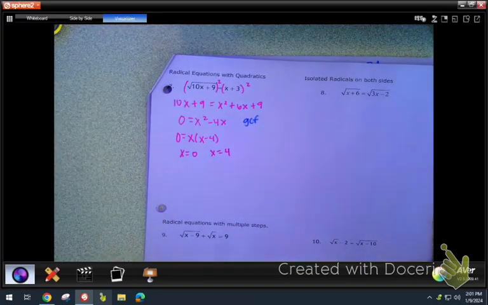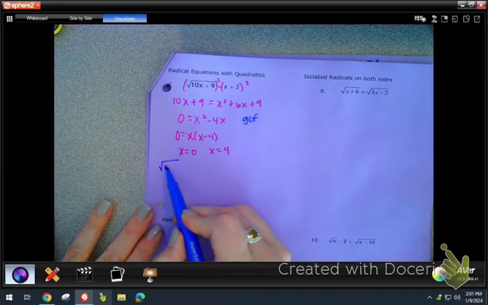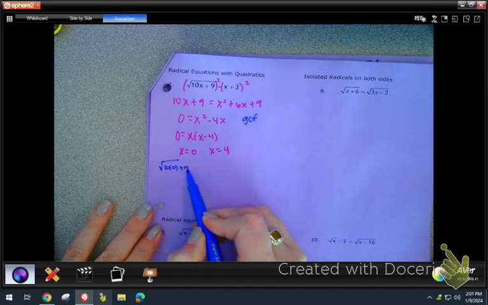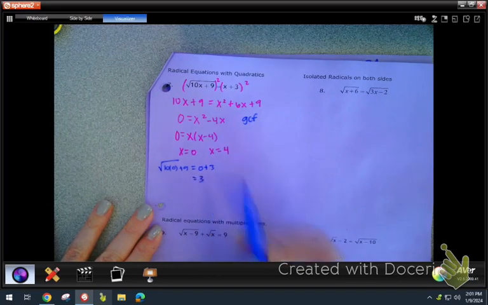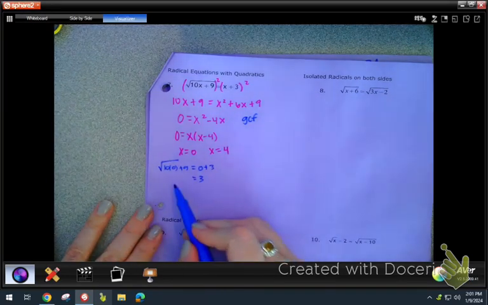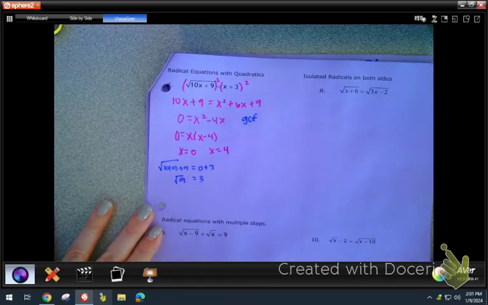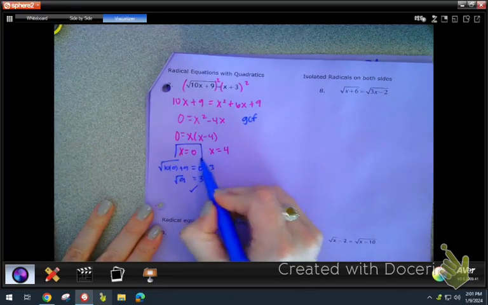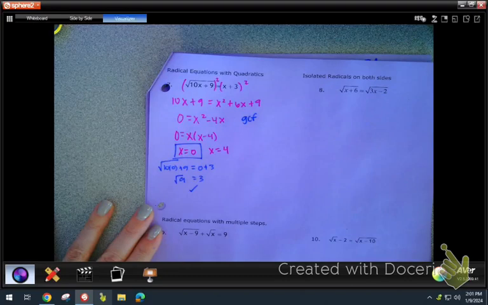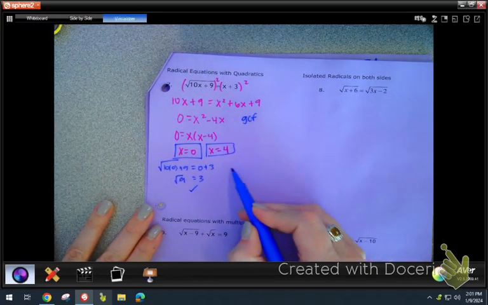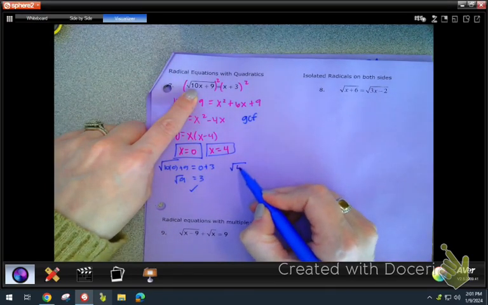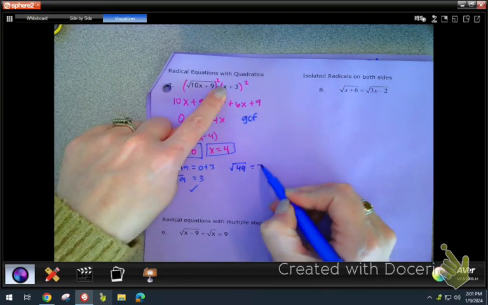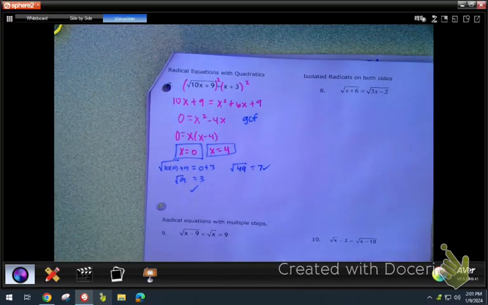Now, if I plug both of those back in, square root of 10 times 0 plus 9, is that equal to 0 plus 3? What's 0 plus 3? 3. 10 times 0 plus 9 is square root of 9. Does this solution work? So 0 is a valid solution. Does 4 work? I think it does. And you can do some of that mental math in your head. Like if you saw, okay, 10 times 4, 40. 40 plus 9 is 49. 4 plus 3 is 7. If you just show it like that, that's fine too. You don't have to show every single step, especially when checking.